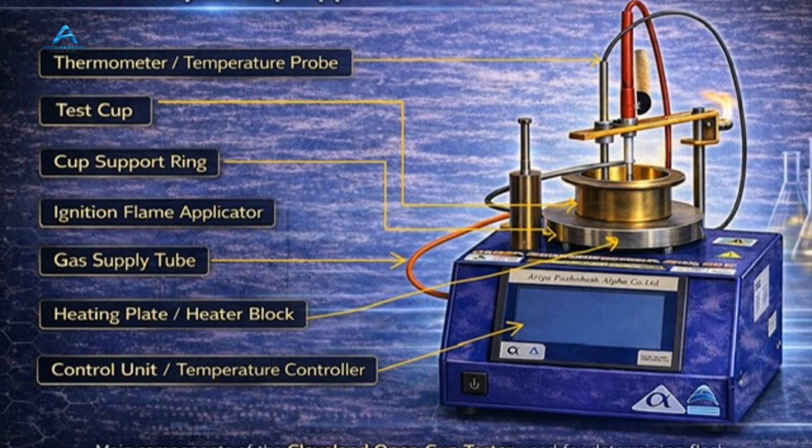Apparatus description. The required apparatus is described in ASTM D92 Section 6, Apparatus. The Cleveland Open Cup apparatus consists of a brass test cup, heating plate, cup support ring, ignition device, and a temperature measuring system. The apparatus must allow uniform heating of the sample and proper positioning of the thermometer. Correct apparatus geometry and dimensions are critical to ensure accurate and repeatable results during flash point determination.